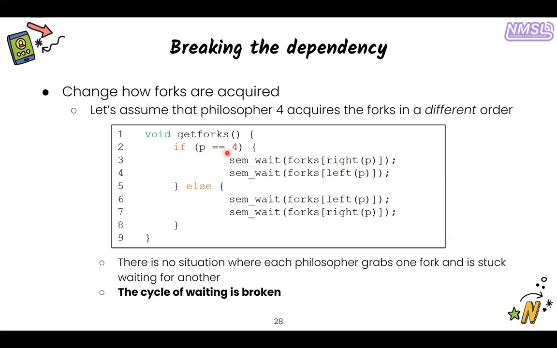So if you're P4, and we're assuming each philosopher knows its index, you grab right, or sem wait right, and then left. Everybody else does left, right. There's no cycle. That's the very quick and easy solution to the dining philosophers problem, so that each philosopher can go eat and think more.